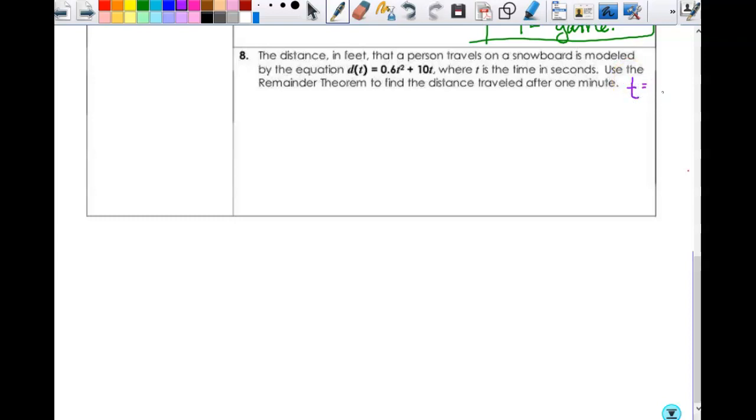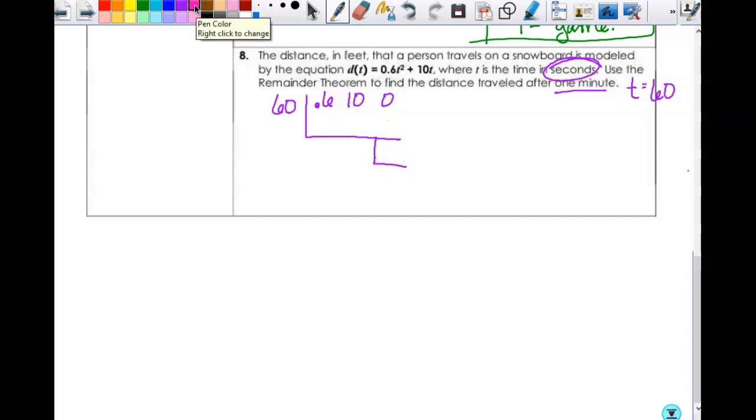60, because it says seconds and we have 1 minute, right? So t is the time in seconds. Those are important words to look at too. So 60 goes on the outside. And then we have 0.6, and then 10, and then what? 0. You do have to have a 0 for the constant term, okay? Let's put my little bracket here.